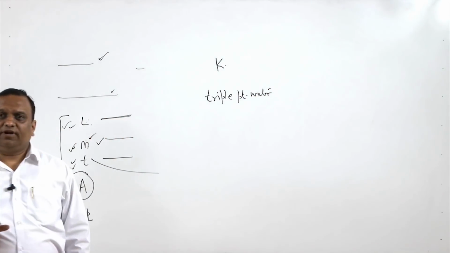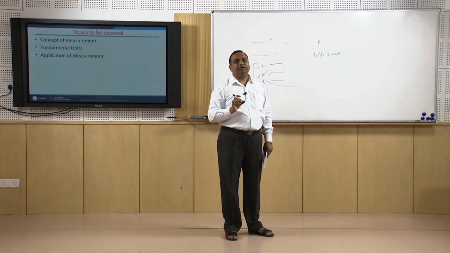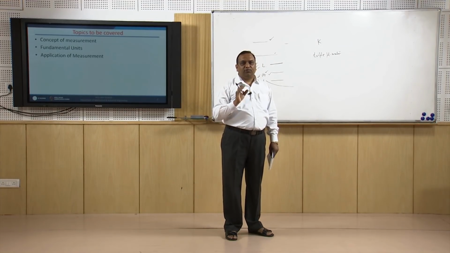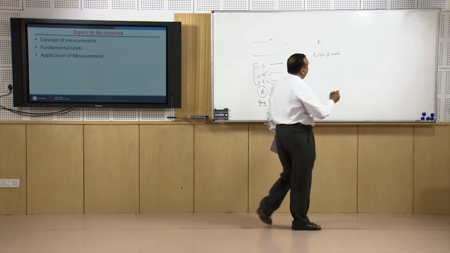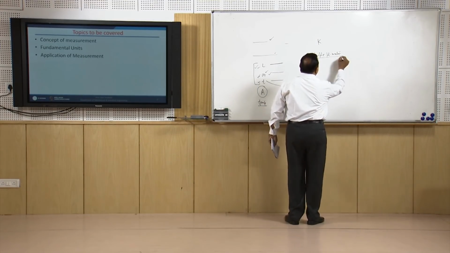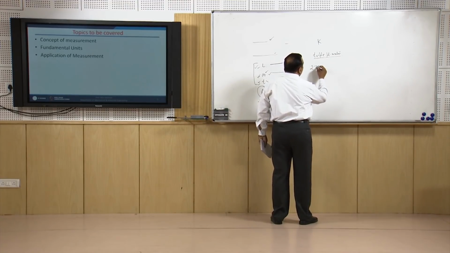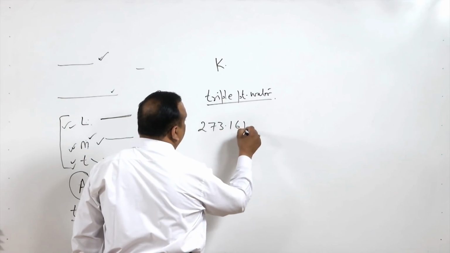Now triple point of water means the pressure and temperature at which the water exists in solid, liquid and gaseous form, and the temperature of this triple point of water is 273.16 Kelvin.